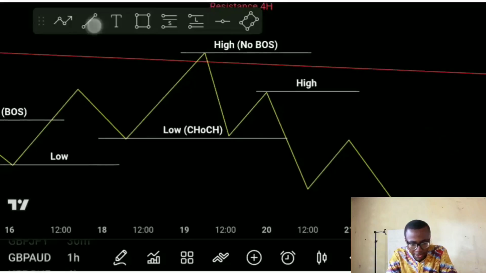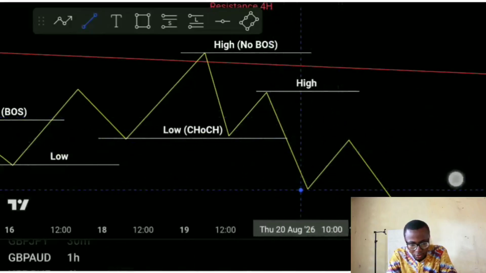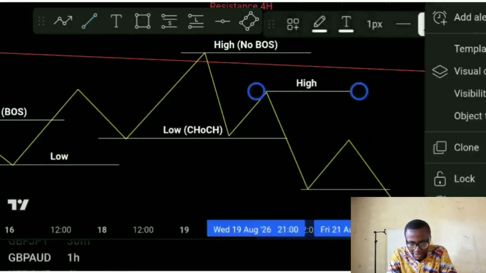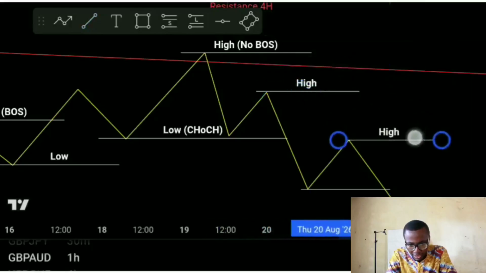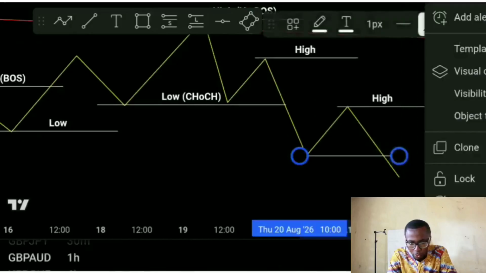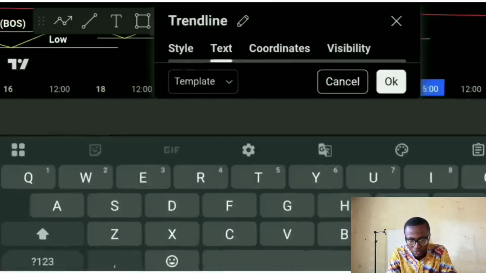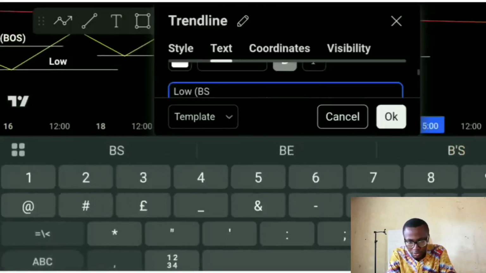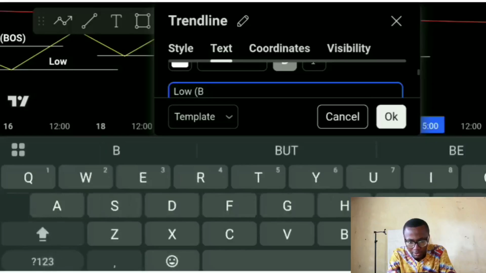But look at this low here. Okay, this is a low. This low led to what? A break of structure. But look at this high. There was no break of structure in this high, right? But there's a break of structure in this low. So we'll call this low what? Break of structure. So low break of structure. BOS.